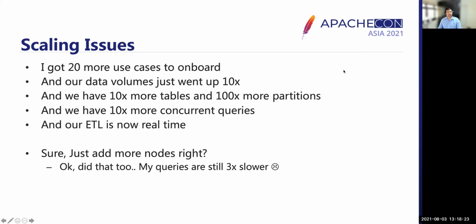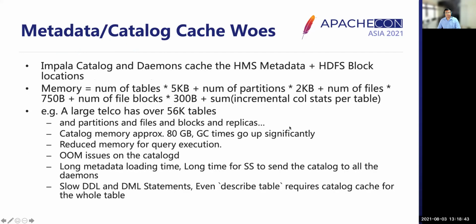Let's talk about some scaling issues. We have customers running Impala successfully, and now they have more use cases to onboard. The amount of data increases, the amount of metadata increases, the number of tables and partitions increase, and the number of concurrent queries increases. When you add more nodes to a cluster, they typically see that their performance goes slower. How do you fix that?